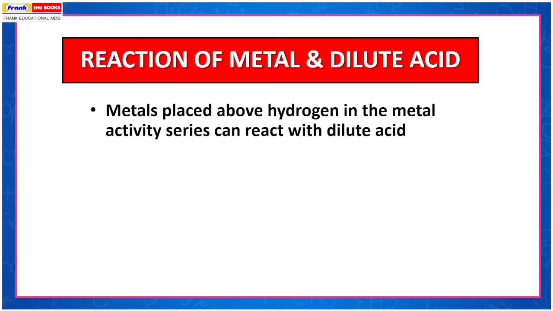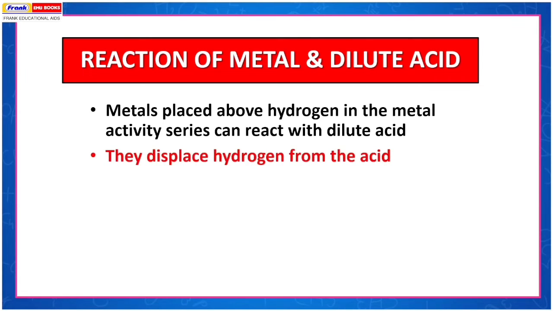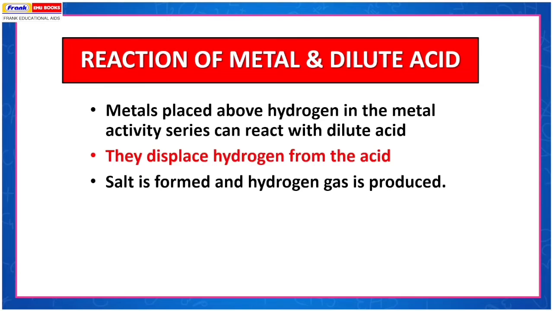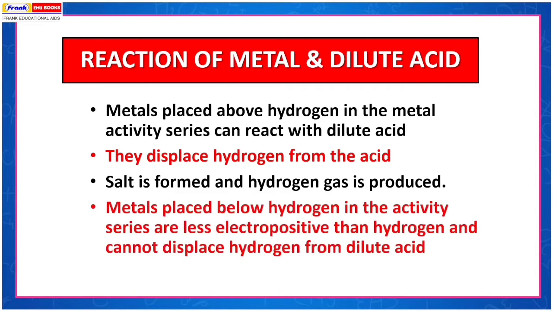Metals placed above hydrogen in the metal activity series can react with dilute acid. They displace hydrogen from the acid. Salt is formed and hydrogen gas is produced. Metals placed below hydrogen in the activity series are less electropositive than hydrogen and cannot displace hydrogen from dilute acid.